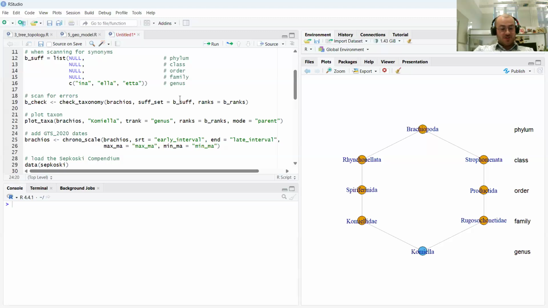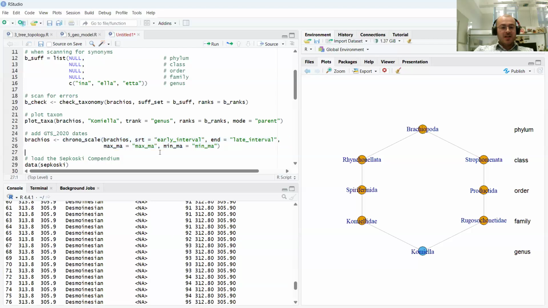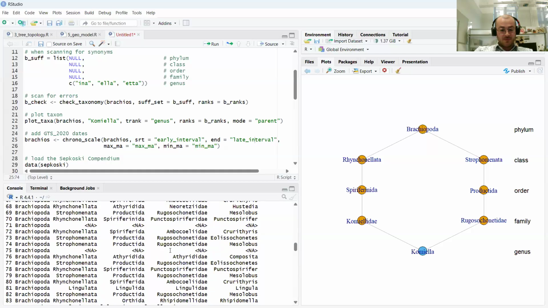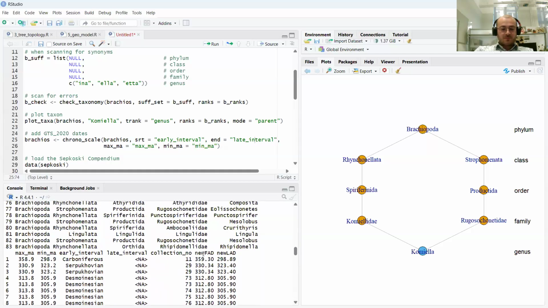Nothing much to say with Chronoscale other than that it gives you the dates you want. I'll just run this as is to show what the output is. You give it your data set, you tell it which columns you're trying to match names against, and it will return to you those ages as new FAD and new LAD.